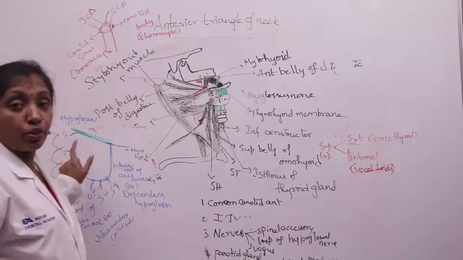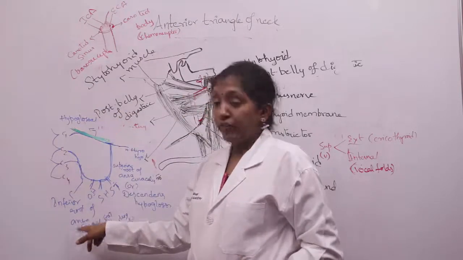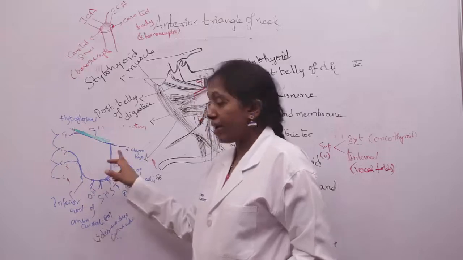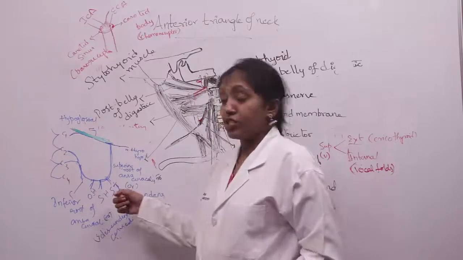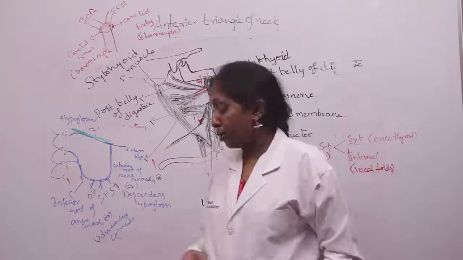And branches from C2 and C3 unite to form the inferior root of ansa cervicalis. This is the loop of ansa cervicalis, which supplies the sternothyroid, sternohyoid, and omohyoid group of muscles. These are the infrahyoid group of muscles.